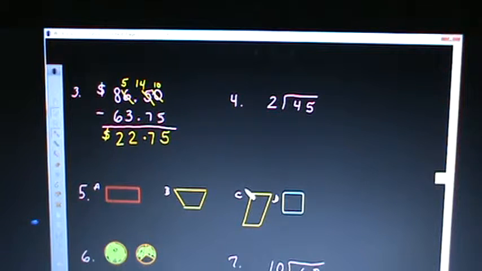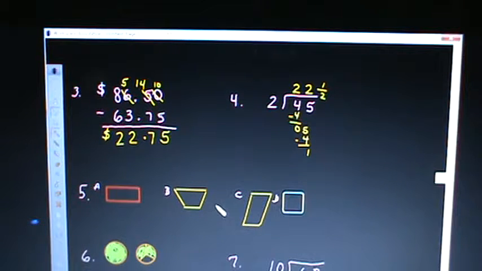Number 4 says what mixed number is half of 45? Remember, half would mean 2 pieces. So 2 dividing into 45. 2 will go into 4 2 times. 2 times 2 is 4. Let's bring down my 5. 2 goes into 5 2 times. 2 times 2 is 4. 5 minus 4 is 1. So now I have 1 over 2 remaining. It says what mixed number. So 22 and 1/2 is my mixed number. So 22 and 1/2 is half of 45.